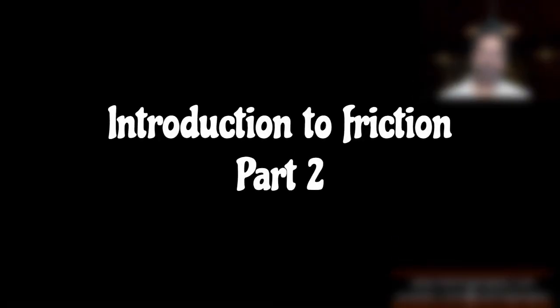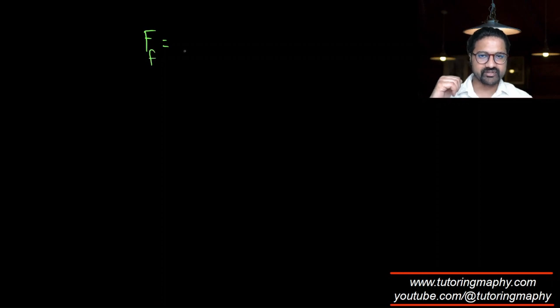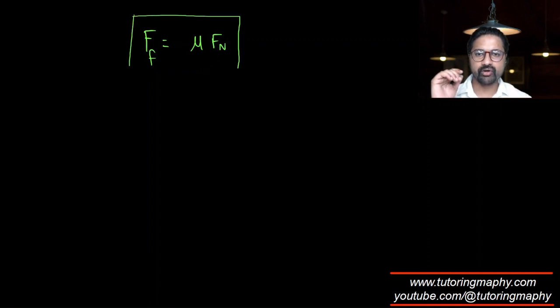Now I'm going to talk in detail about static friction and kinetic friction and eventually their formulas. The general formula for friction, represented by F sub f, is mu times F sub n, where F sub n is the normal reaction. The value of mu depends on whether it's static friction or kinetic friction.